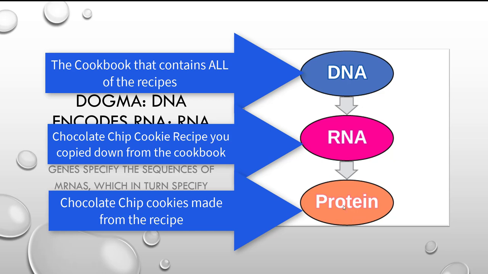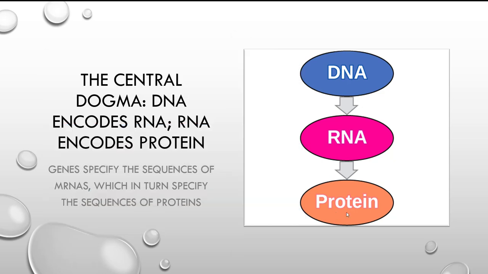Okay, so here's the physical cookies that are made. That's how I think of it: the DNA is the cookbook, the RNA is the specific chocolate chip cookie recipe we're looking for to make the chocolate chip cookies. So that's the central dogma. The DNA encodes the RNA encodes the protein.